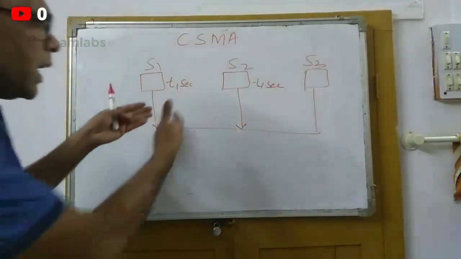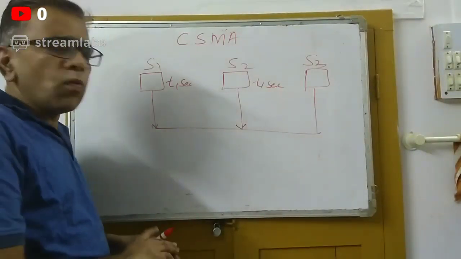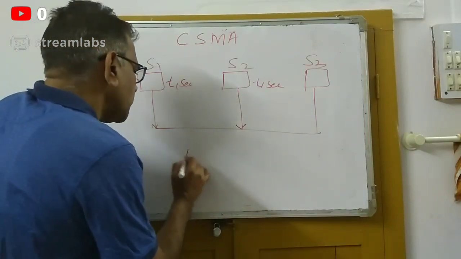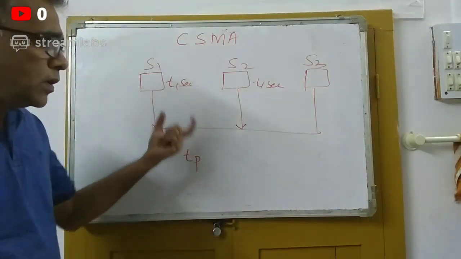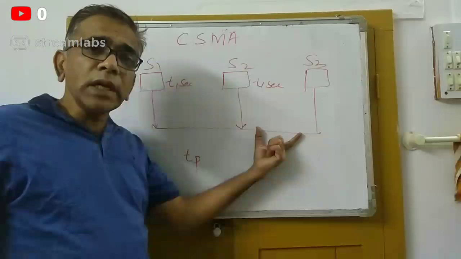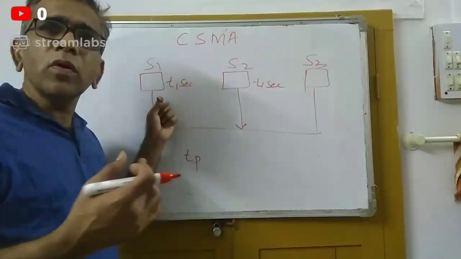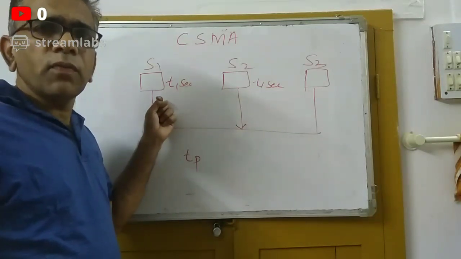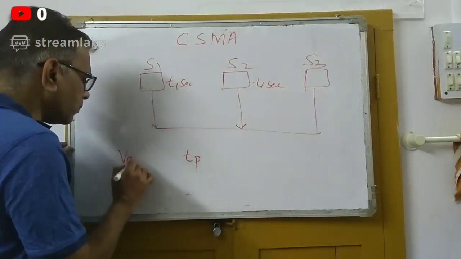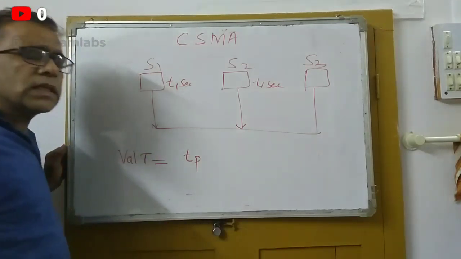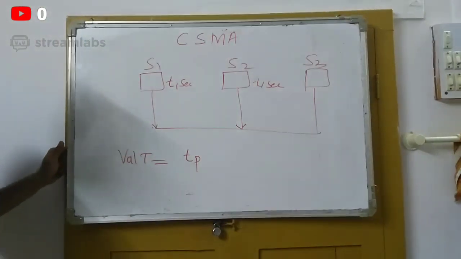The situation is, I talked regarding collision and how much time the medium has to be free, that is TP time. Till TP time, if nobody is involved in transmission, then the station will successfully transmit the frame. So that means the vulnerable time in this case is TP.